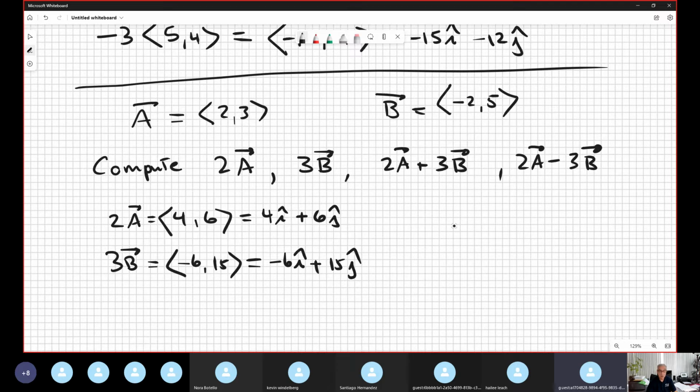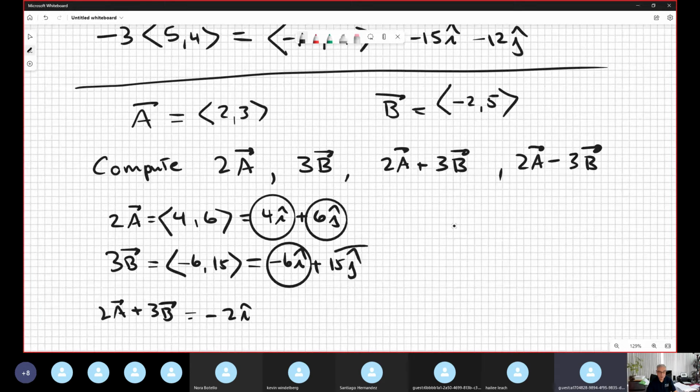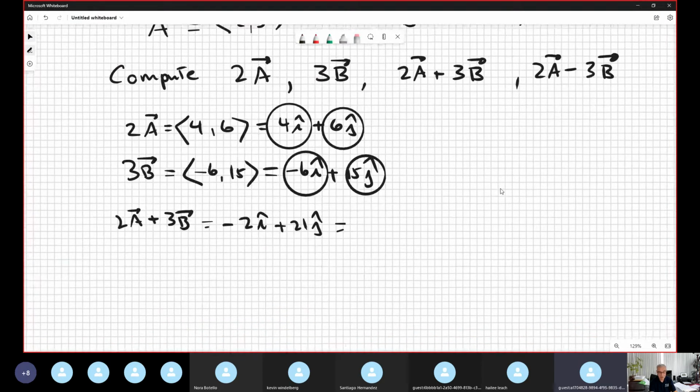Cool. Now together, we get 2A plus 3B. It's easy. You add this and this, plus negative 2, the i component. And this plus, 21, the j component. If you prefer the notation using angular brackets, okay, no problem. It's negative 2,21. Cool.